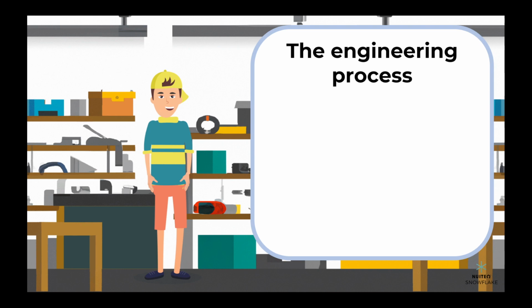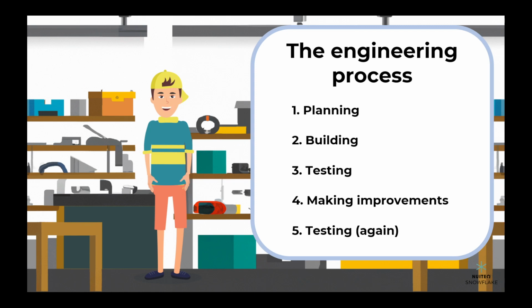So there you have it, the engineering process. Planning, building, testing, making improvements, and testing again. It's an iterative process, which means we go through it again and again, until we get the result we want. And who knows, maybe someday you'll be an engineer, and create something even more amazing than a catapult.